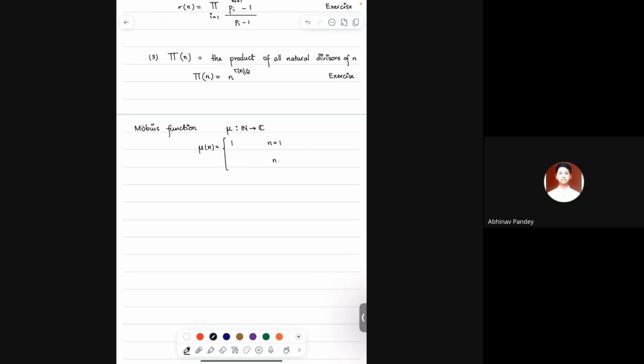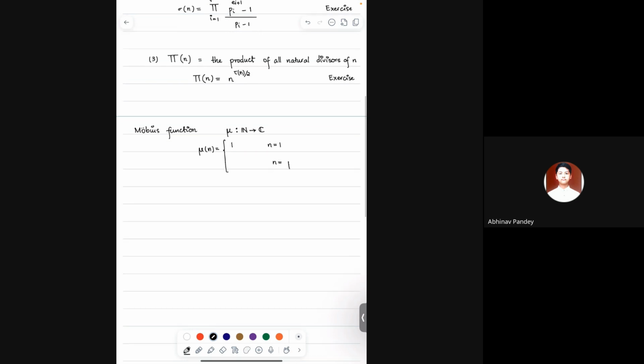If n is a product of distinct primes, so p1 up to pr, each pi distinct, then this is minus 1 to the power r. So if n is 10, then I have 2 times 5, so r is 2, and it will give me 1. On the other hand, if I have 15, then it's 3 times 5, actually 3 times 5 is 15, so r is 2; but for something like 30, which is 2 times 3 times 5, r is 3, and I'll get minus 1.